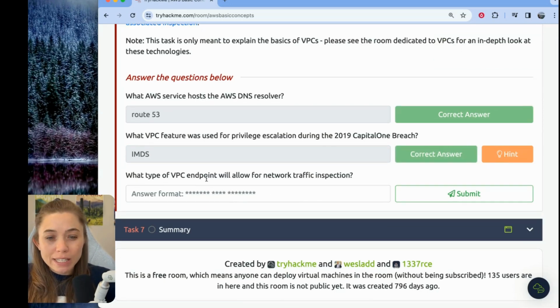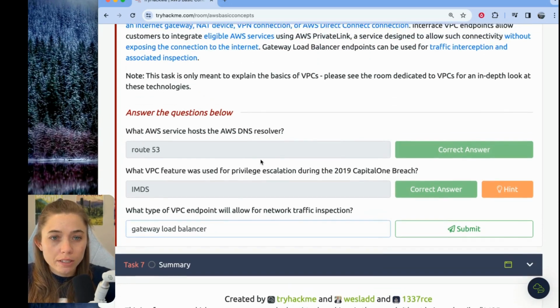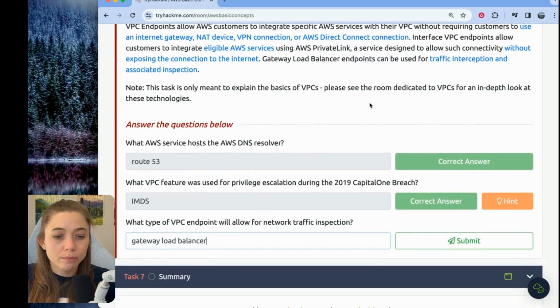Lastly, what type of VPC endpoint will allow for network traffic inspection? Okay, so the joke is on me here because I glazed over this part up above, but I think the answer they're looking for is gateway load balancer. So let's scroll back up and see what's going on here. Yeah, so I didn't mention this, but when we were talking about VPC endpoints, one of the things that is mentioned here is that gateway load balancer endpoints can be used for traffic interception and inspection, which is good to know.